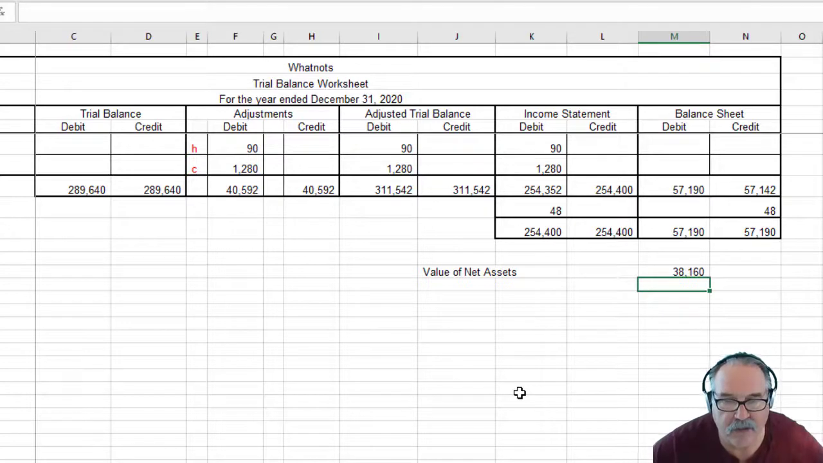Okay, there's the balance sheet. The worksheet that's all been balanced.